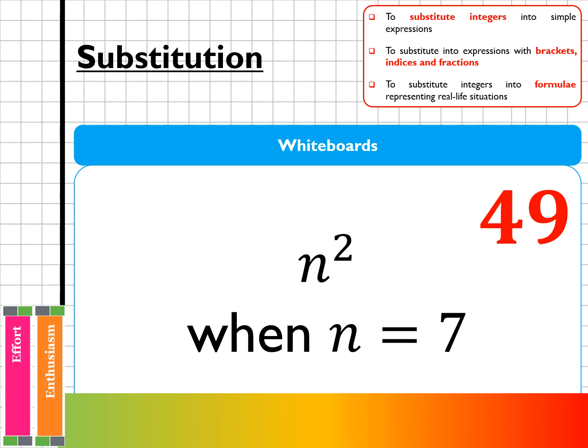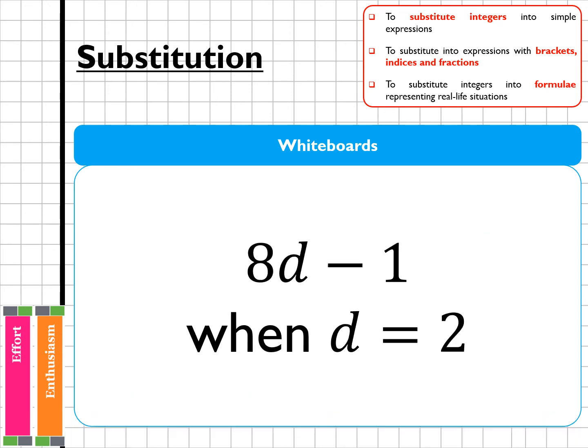For this question, it's important to remember that that power sign means I need to times the number by itself. So for this, I would have 7 times 7, which gives me the answer of 49. Here's your question.